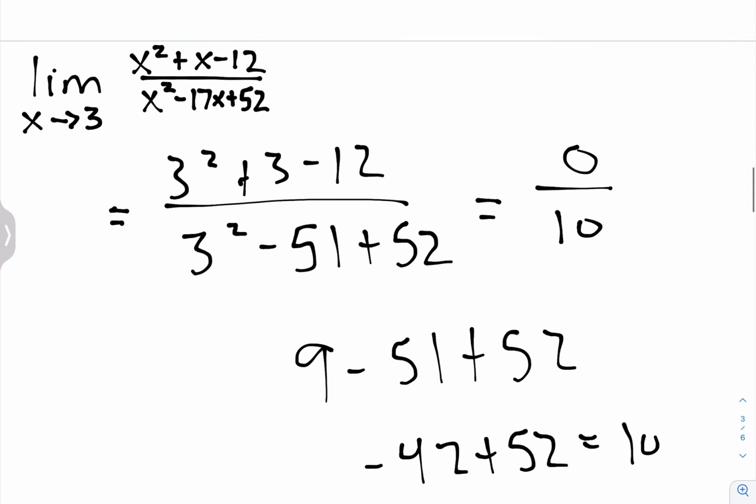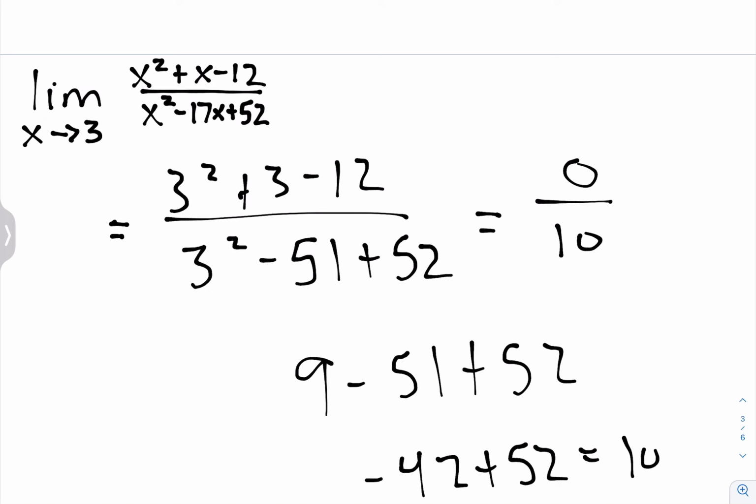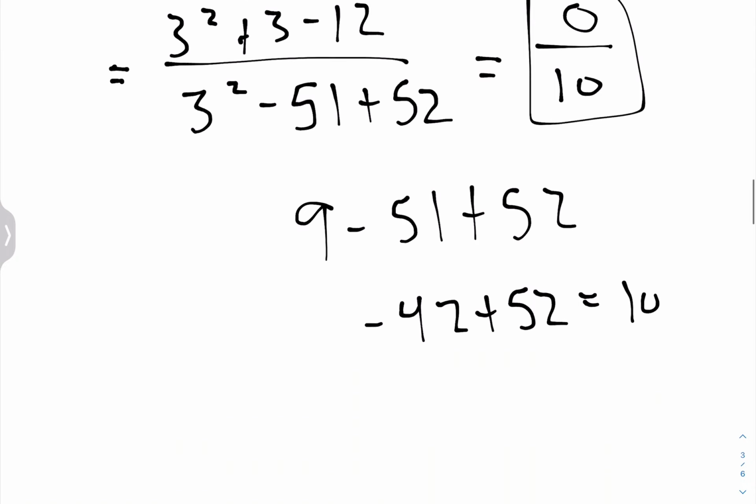So this limit's going to be 0. We don't even have to use L'Hopital's rule, because when we plug in 3 for x, we just get 0 over 10, so the limit's just going to be 0.